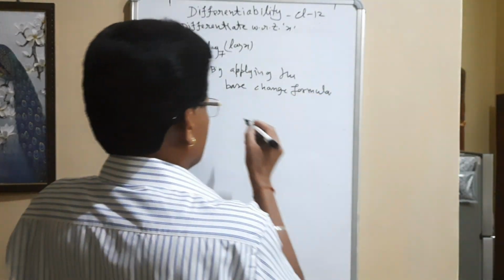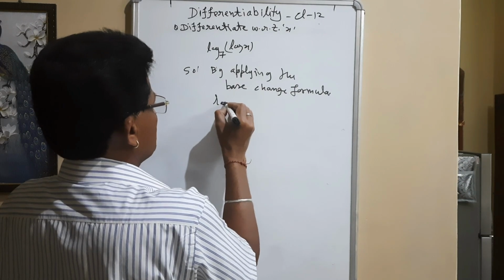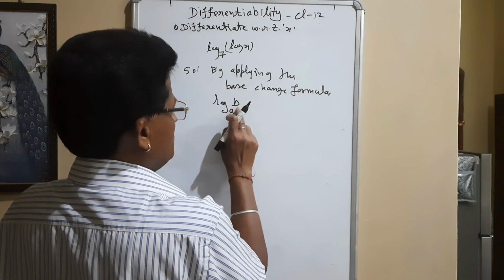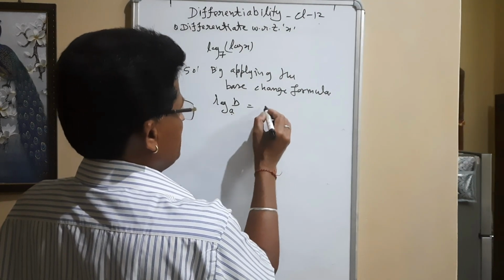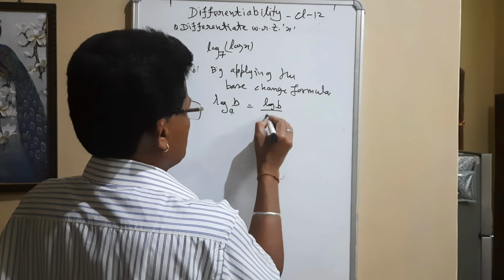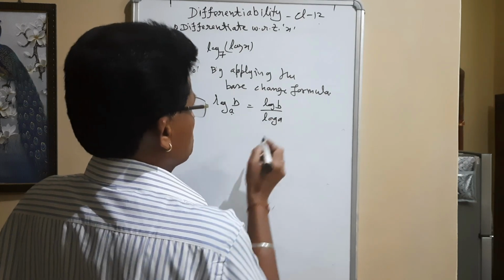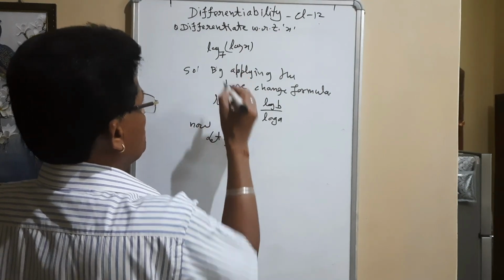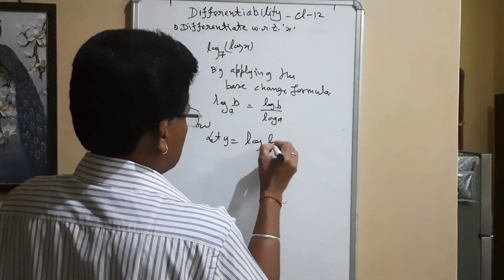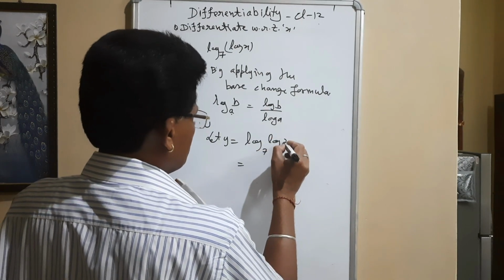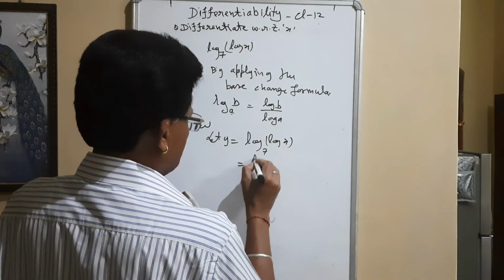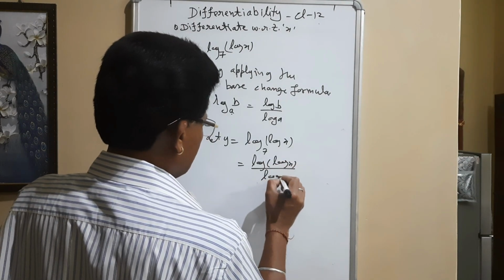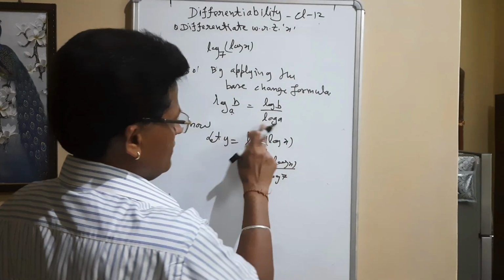You must see, log base a of b will be equal to log b upon log a. You must use this formula. Now let me start the solution of the question. That y is equal to log base 7 of log x, which is log log x upon log 7. Same formula, the base change formula, I have used over here.